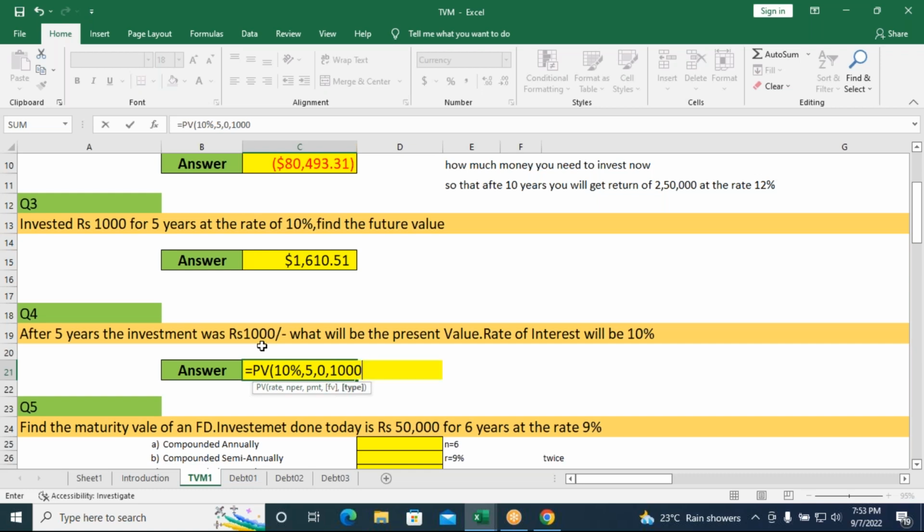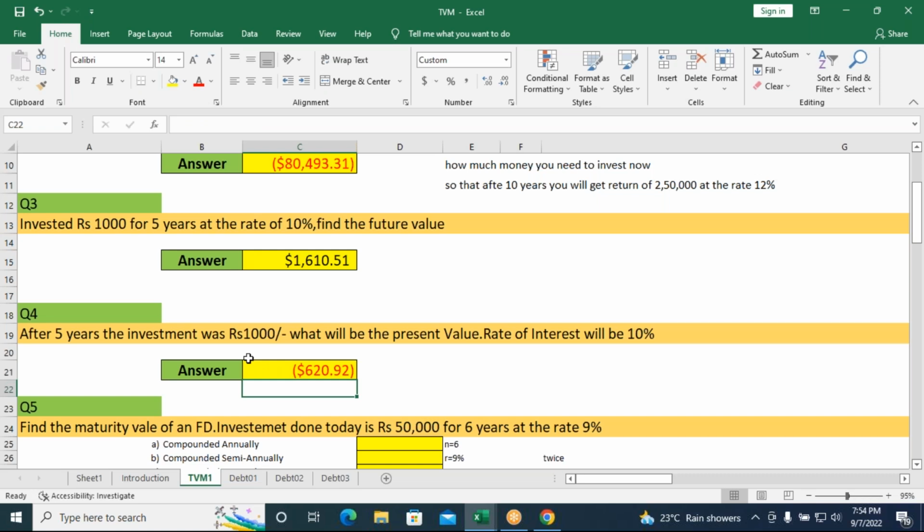So now I'm looking for the beginning of the period or end of the period. Beginning of the period. I want to see how much I should invest today in order to get 1,000 rupees after 5 years. I close the parenthesis, enter. So today I have to make an investment of 620. So whoever told 620, it is the right answer. Very good. Thank you, ma'am.